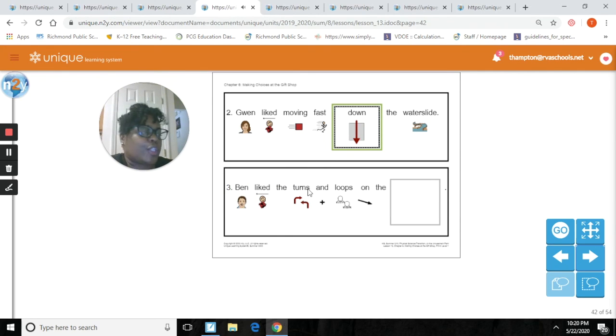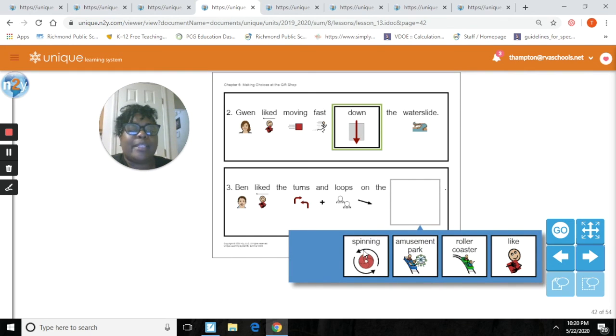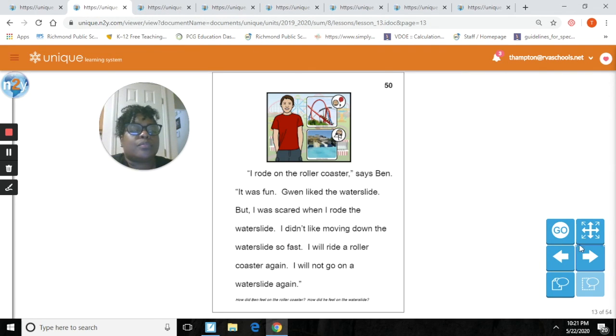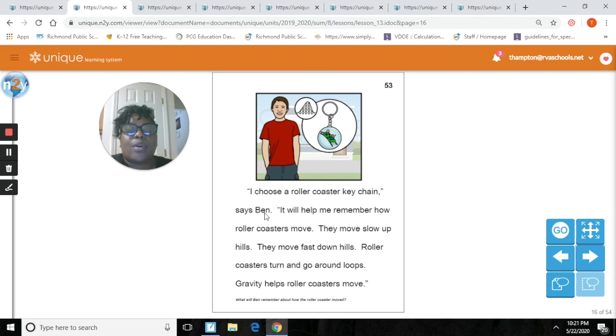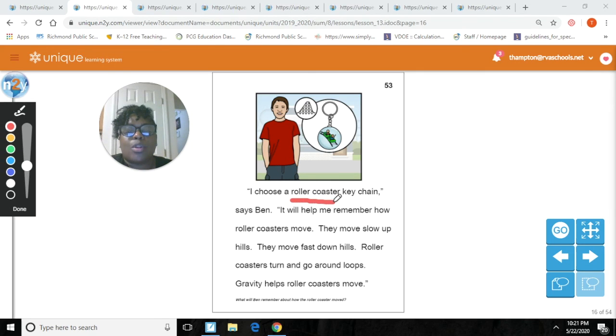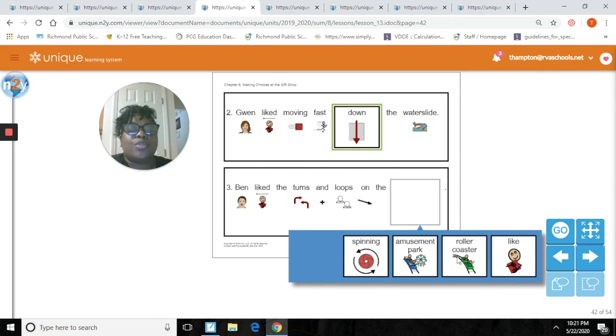Okay, so now Ben liked the turns and loops on the blank. Spinning, amusement park, roller coaster, like. Make a choice. We know that if you look and see at my arrow, we're going to the part of the story that talks about who? Ben, and what he liked. Okay, so that's what we're going to do. So here we have Ben, okay, and what did he choose? He chose the what? The roller coaster. Okay? Did you make that decision? If you did, you were correct.